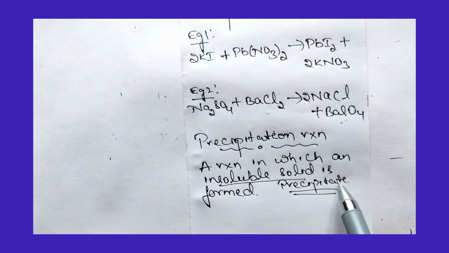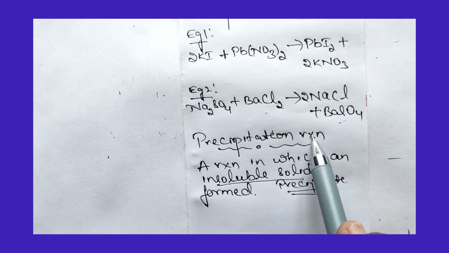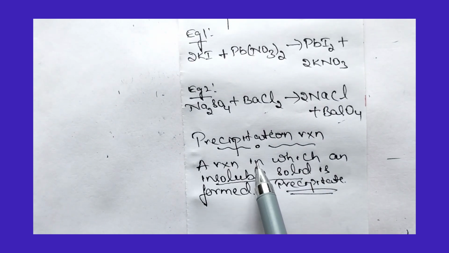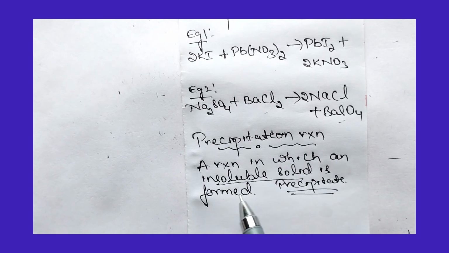Since precipitate is formed, it is called precipitation reaction. So what is precipitation reaction? A reaction in which an insoluble solid is formed.